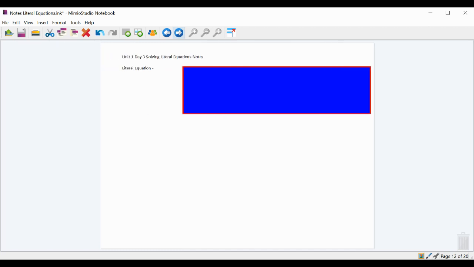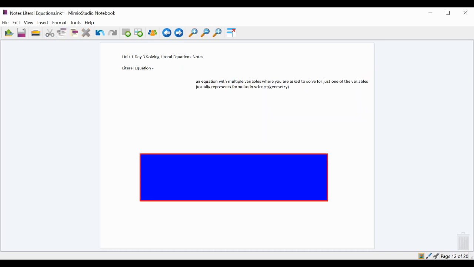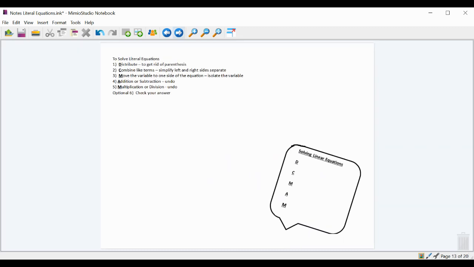So first one, what is a literal equation? We already kind of went over it. It's an equation with multiple variables where you can be asked to solve for just one of those variables. It's usually like in a science formula or like geometry, okay? So I know we're in algebra 1. However, it's going to be nice to get this done, practice, and out of the way. Again, to solve literal equations, it's going to be that distribute, combine, move the variable, addition, subtraction, multiplication, division, or don't call me after midnight, little acronym to help us out.